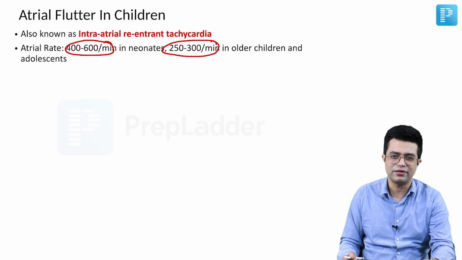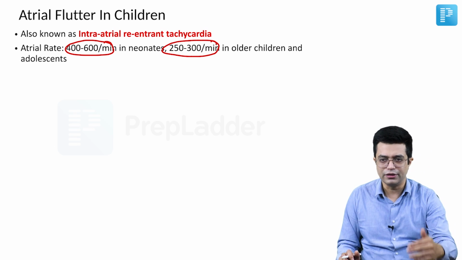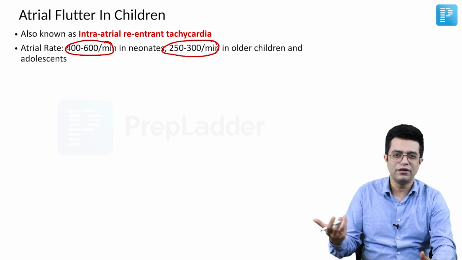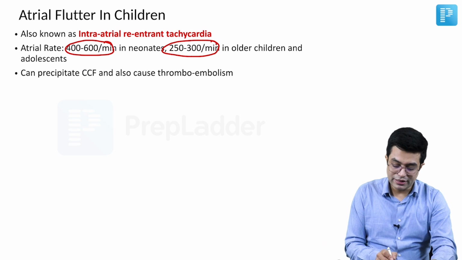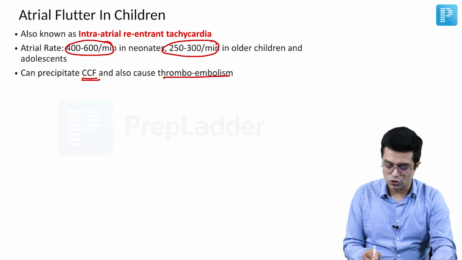Obviously, with such a high heart rate, there will be some degree of AV block happening, and so the ventricle will be beating separately. The ventricular rate will be different from the atrial rate. It can precipitate congestive cardiac failure, and it can also cause thromboembolism.